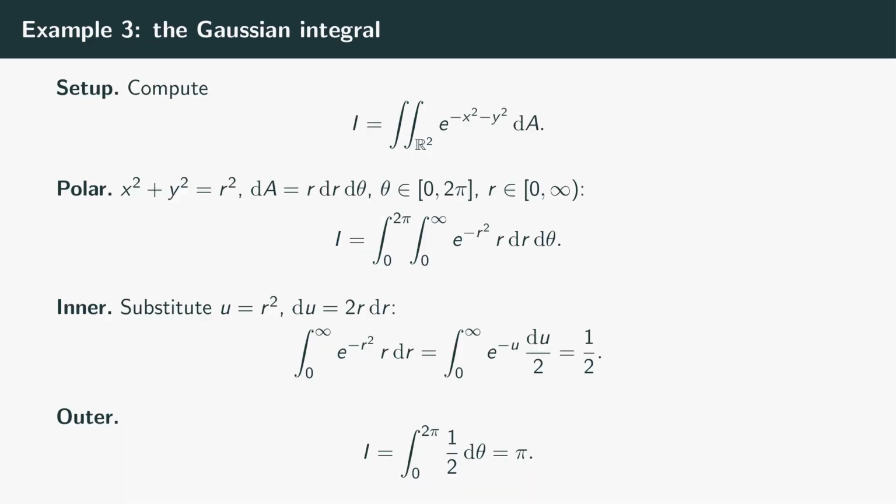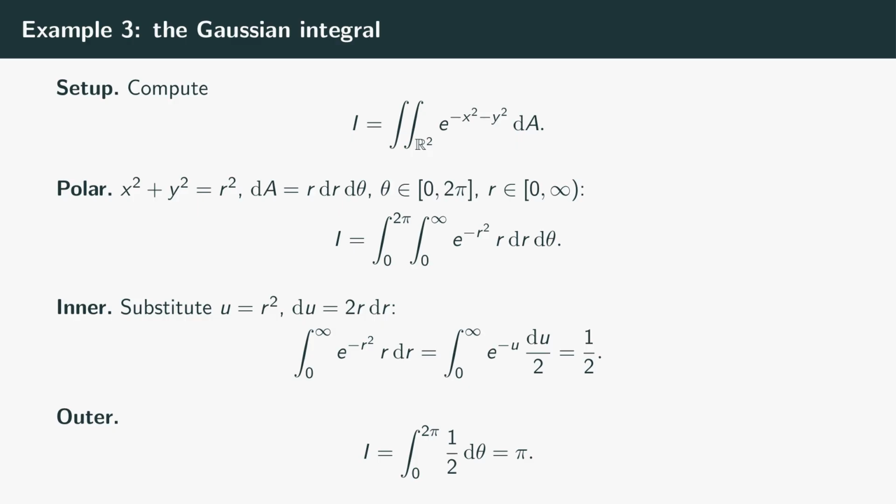Now the classic. The Gaussian integral, the integral from -infinity to infinity of e^(-x²) dx, has no elementary antiderivative. You cannot evaluate it by the fundamental theorem of calculus. Yet it has a clean value, the square root of pi, and the polar coordinates trick reveals why.